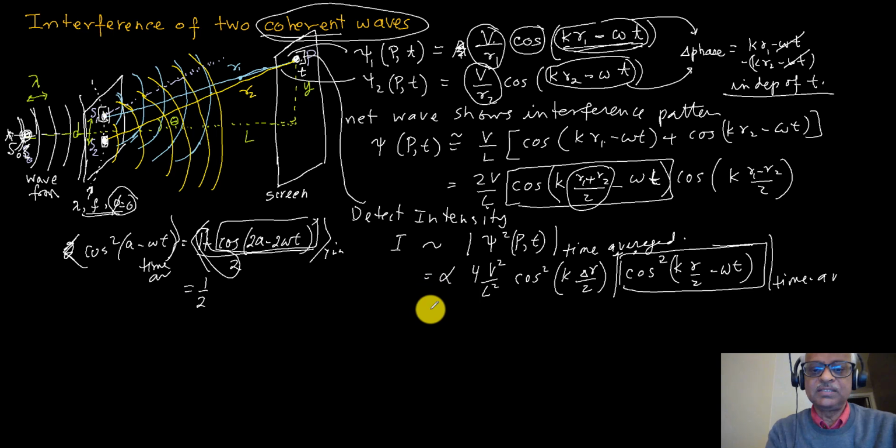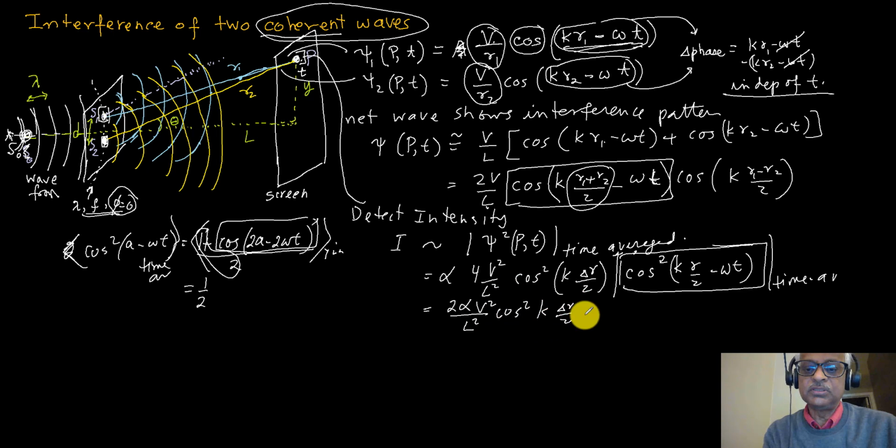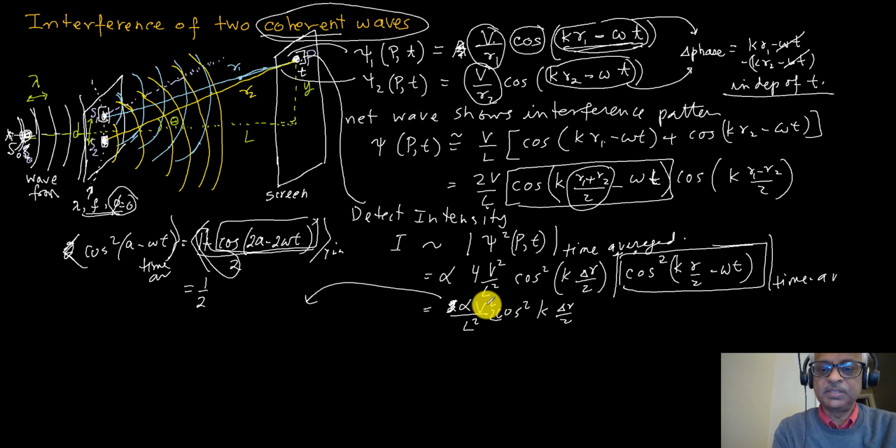So this whole thing is 2 alpha v square over L square cosine square k delta r over 2. Now this one I can also write as a double angle. So take the 2 out, and I can put it over here. So alpha v square over L square, 1 plus cosine k times delta r.